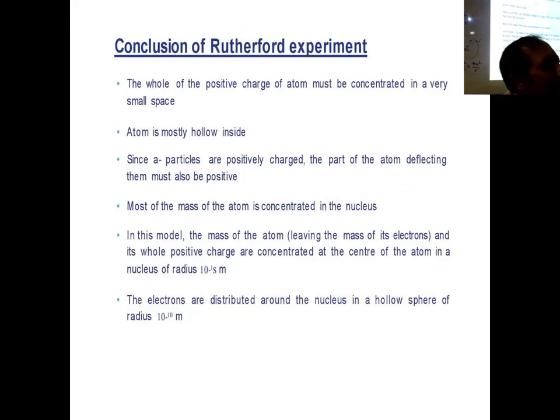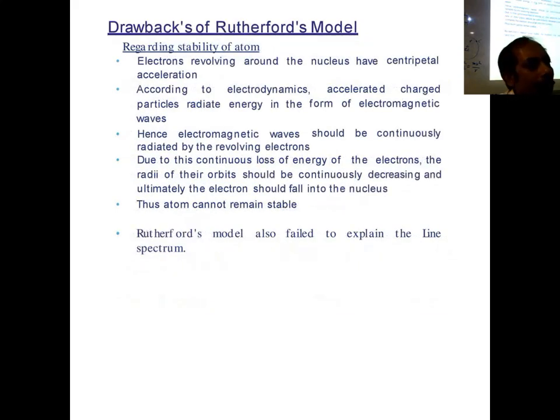More than 95 to 98% of the mass is found to be confined in the center, that is called the nucleus. And the maximum charge is also entirely concentrated in one place. The concept of the nucleus came. Some things are good, we could explain something, but some things we could not explain also. These are the drawbacks of the Rutherford model. What could we not explain? From the Rutherford model, we could not explain the stability of the atom.